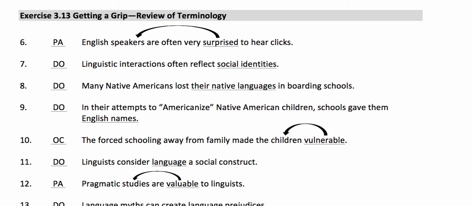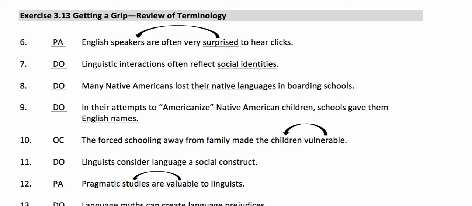8, many Native Americans lost their native languages in boarding schools. Remember, in boarding schools is a prepositional phrase. So toss that aside and you are left with only one noun phrase. So therefore we have S plus TV plus the direct object, their native languages.